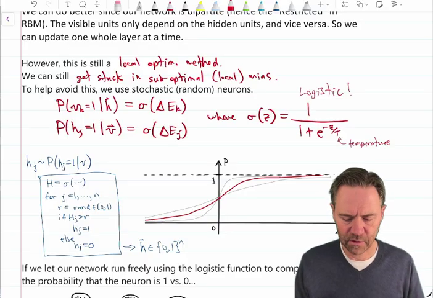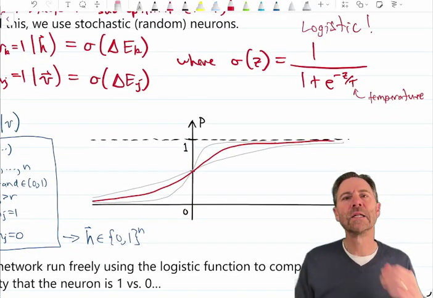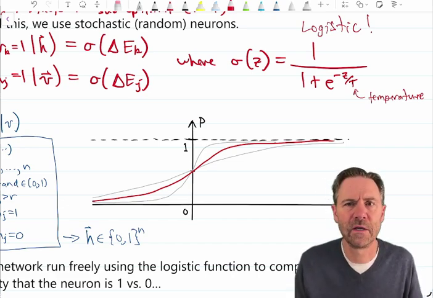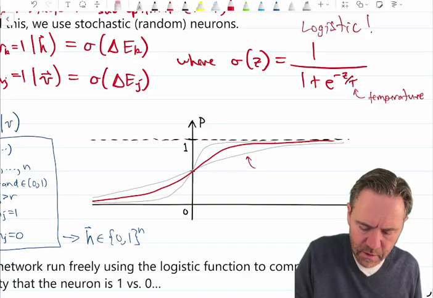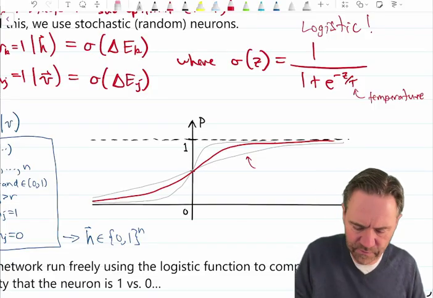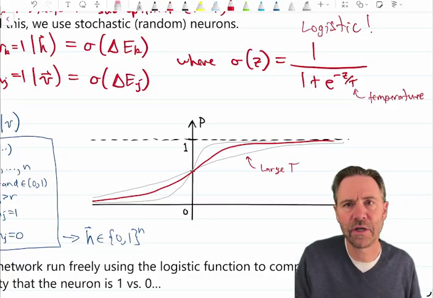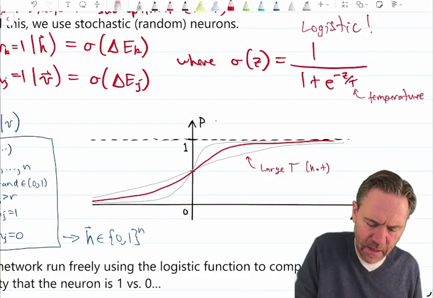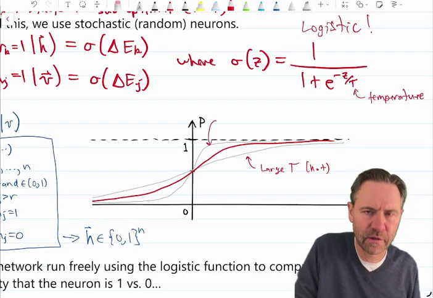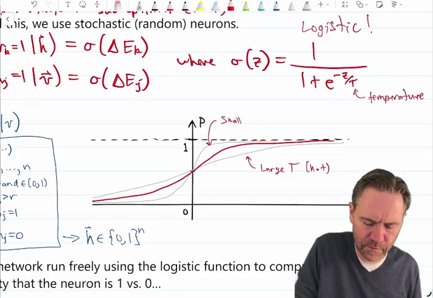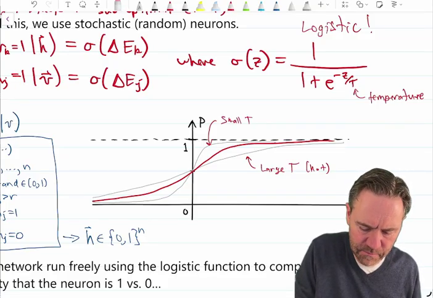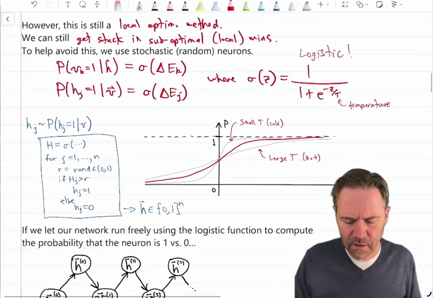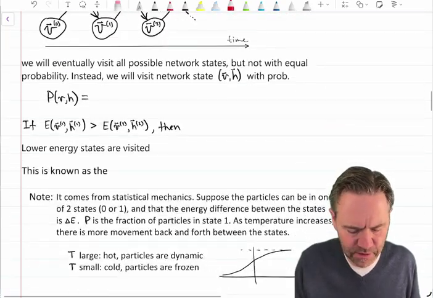Here I'm showing a bunch of logistic plots. As you turn the temperature up, it affects the slope of the curve. Turning the temperature up flattens out that logistic function. So this is for large T, and it represents hot. I'll get to the physics in a second. And this smaller T stands for cold. So I guess I can go down here.